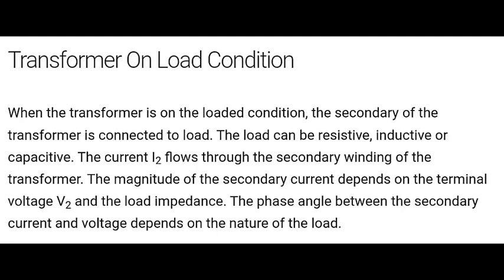Transformer on load condition. When the transformer is on the loaded condition, the secondary of the transformer is connected to load. The load can be resistive, inductive or capacitive. The current I2 flows through the secondary winding of the transformer. The magnitude of the secondary current depends on the terminal voltage V2 and the load impedance. The phase angle between the secondary current and the voltage depends on the nature of the load.